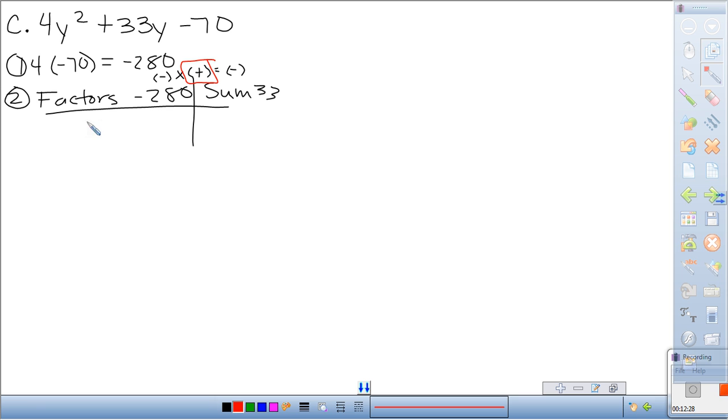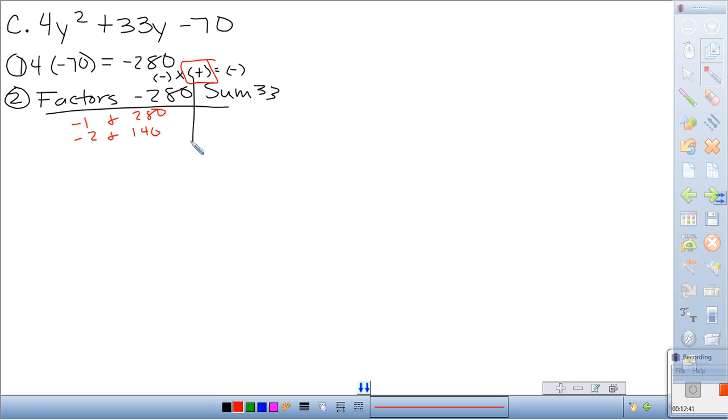So again, you can try 1 and 280, or actually negative 1 and 280, but that's way too big. You can try negative 2 and 140, also too big. So then just start going from there. 280 divided by 4 gives you 70, but that difference is too great. 280 divided by 5 is 56, still too great of a difference. How about 280 divided by 10? 280 divided by 10 gives us 28. That doesn't work. I think that may have skipped too many.